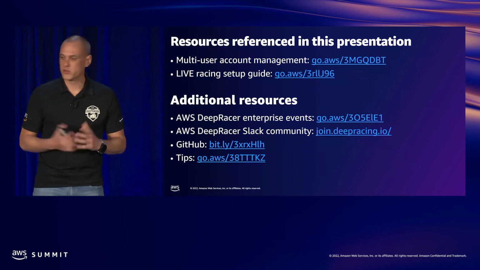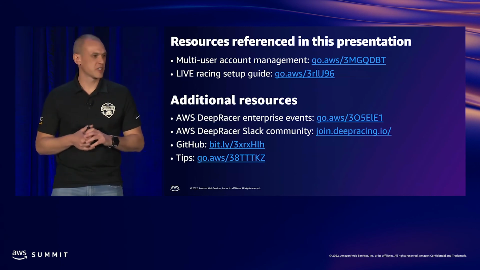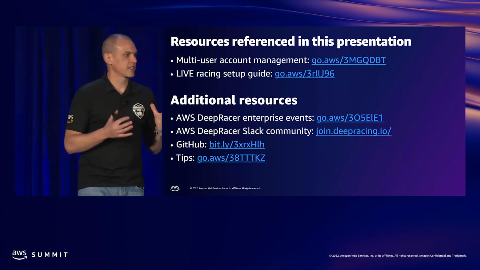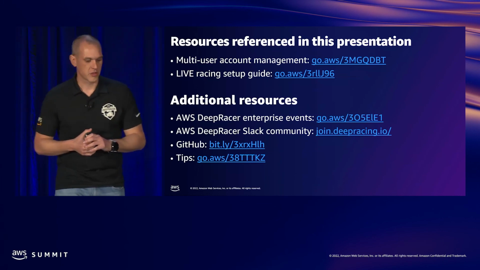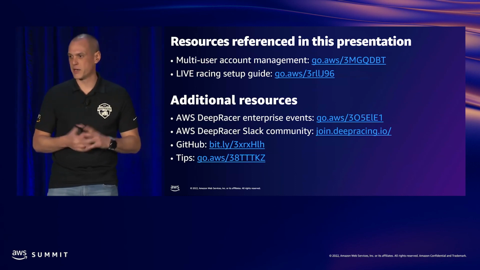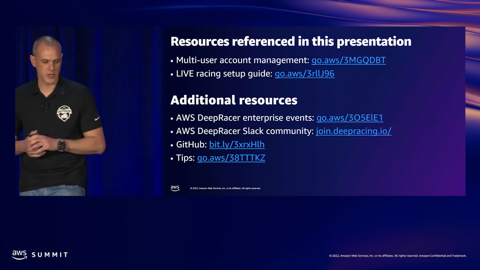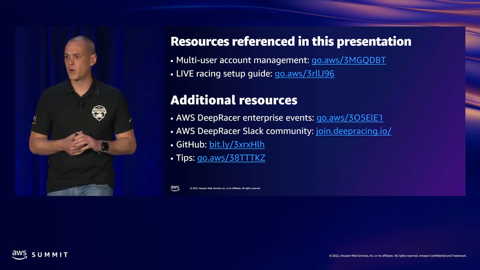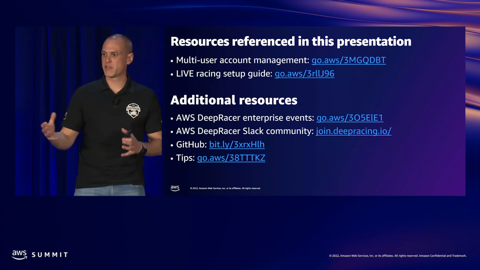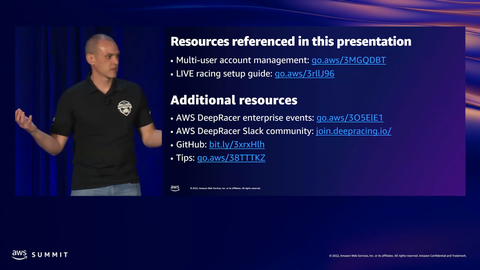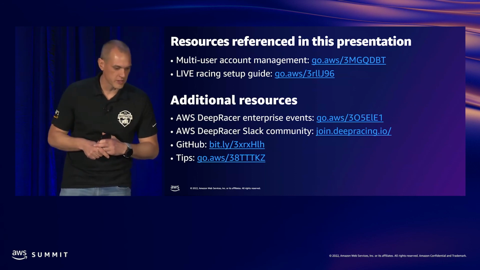So firstly, the multi-user account management that we spoke about, explaining how you could set up a single AWS account and have that assigned or allocated to multiple people in your organization so they can start getting training today and you could still manage the costs of that account. There's also a live racing setup guide. So if you are interested in hosting your own events, if you're looking at some of the virtual events with the live racing, all of those components are free when you start setting that up. Community racing, there is no cost to that.